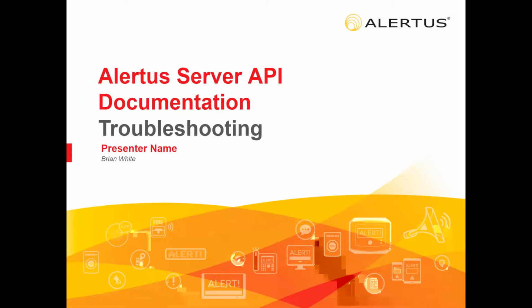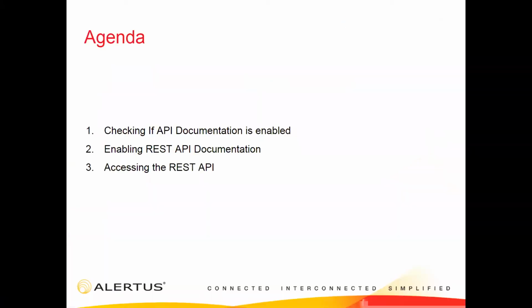This is going to be the first in our series on the Alertus Server API, which is a super interesting feature for being able to automatically interface with the Alertus Server using its REST API. In this video, we're going to be going through checking if it's enabled, how to enable it, and troubleshooting the issues involved with enabling, and then accessing it. I'll give you a quick overview of what we can do in it as well.